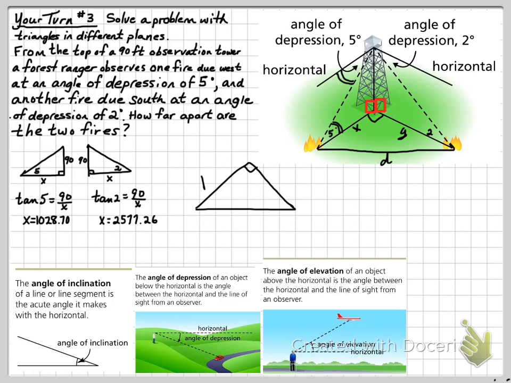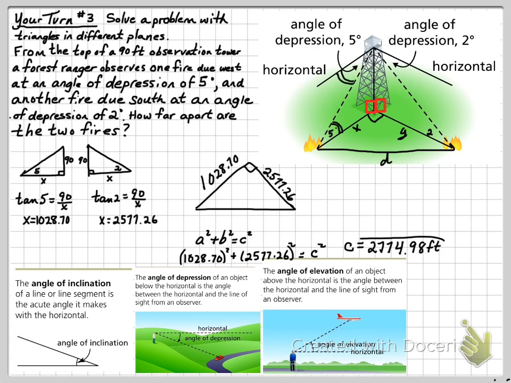Now our triangle that's on the bottom. We have 1,028.7 on one side, and the other side is 2,577.26. And we're going to use a squared plus b squared is equal to c squared. And that'll tell me c is equal to 2,774.98 feet long. And that's it.